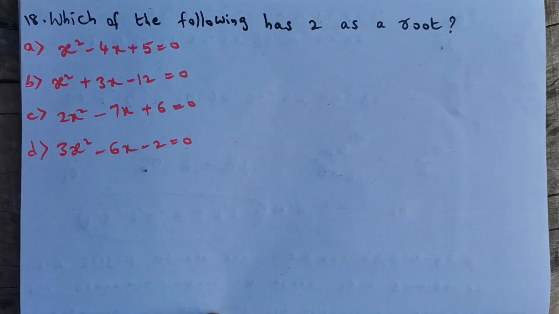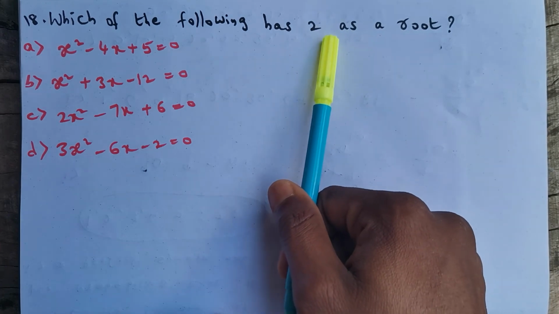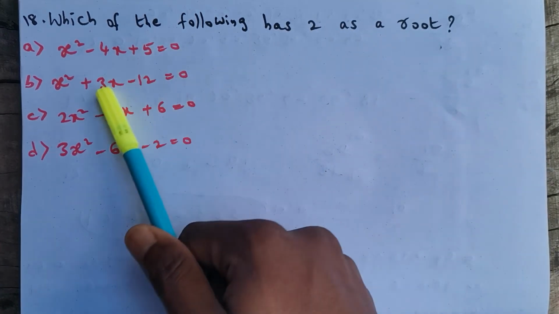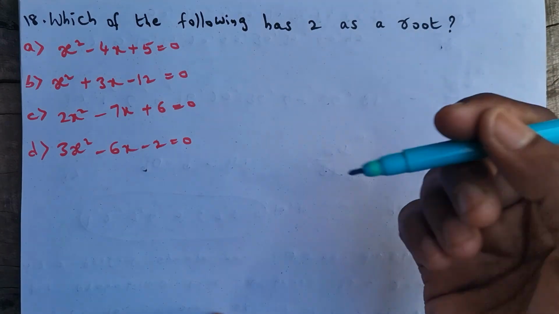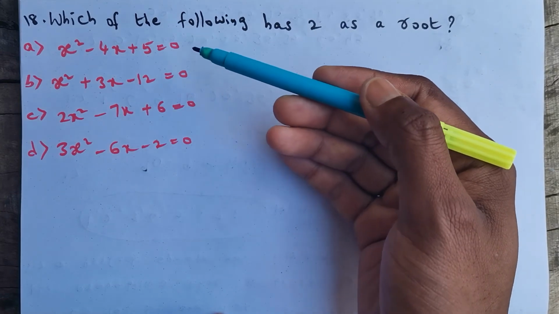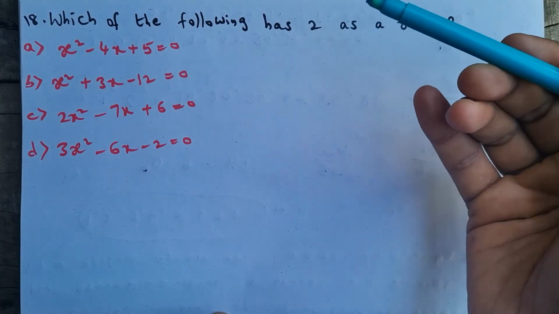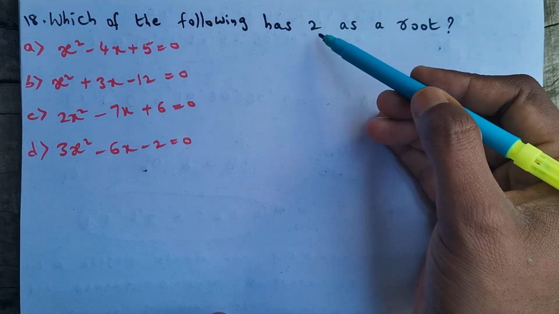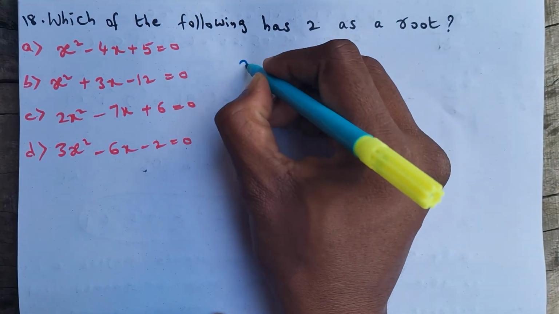Question number 18. Which of the following has 2 as a root? So he is asking one of the roots is 2. So that 2 will be a root for which of the following equations? We have two options. One is taking every equation and splitting the middle term into two terms, and we will finalize whether 2 is a root or not. Second option is substituting this 2 in every equation. I think this substitution is very easy, so I am going with this one only.